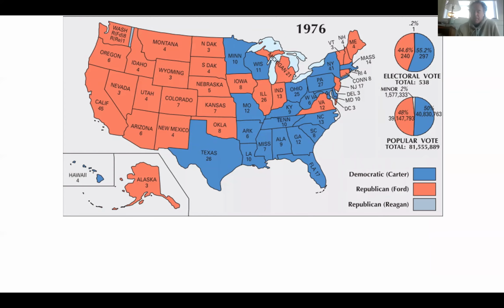This is a map I can almost reassure you we will never see again in a presidential election. The Democrats sweeping the South and a handful of states in the Midwest and the Northeast, including Ohio, but losing all of the West except for Hawaii, and Carter is elected. The question is what's going to occur to him. And the third snippet that we have, we'll take a look at the Carter administration.